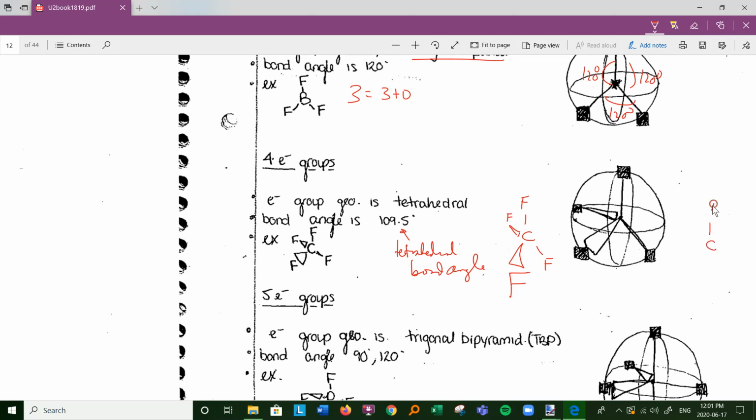Some people draw it like this. They have C, F, F, and the fluorine coming out, and then they have these little dashes going back. I don't like doing it this way, but I know some people do, and if you do, go ahead. So there's the fluorine going back. Notice the angle is more than 90. It's 109.5 degrees. You are not confined to an angle of 90 degrees because you aren't confined to 2 dimensions. You get 3 dimensions, so it's a tetrahedral bond angle.